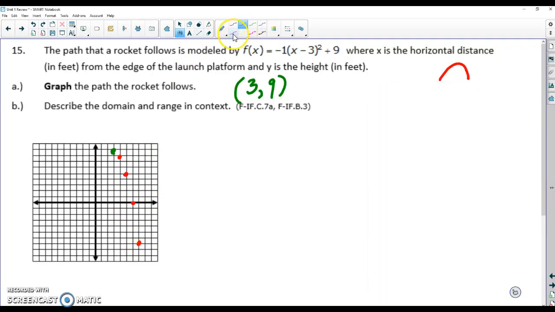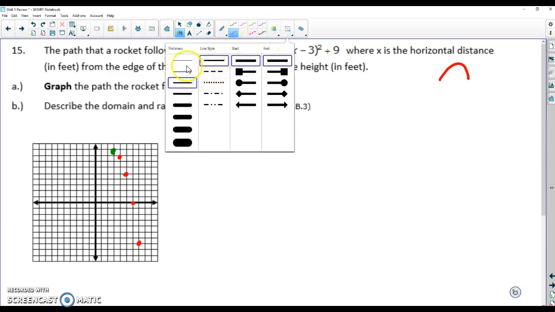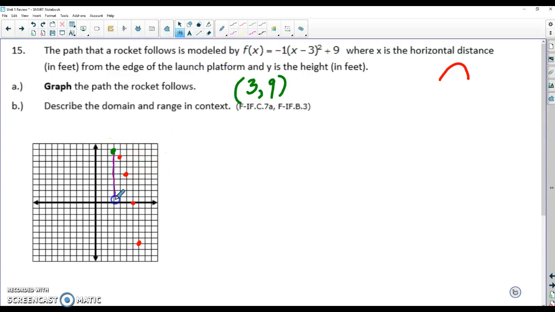Now this graph has a line of symmetry. So I'm just going to do my best to draw that in. So the line of symmetry is here. Let me try that one more time. So we're going to go right up to about here because that's as far as I need to go.